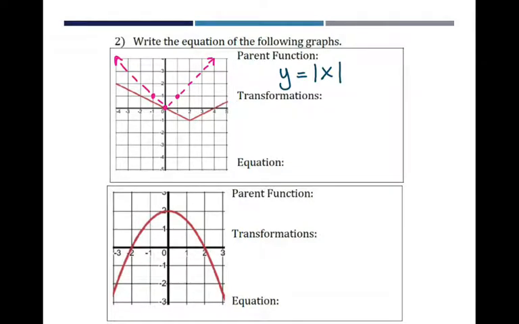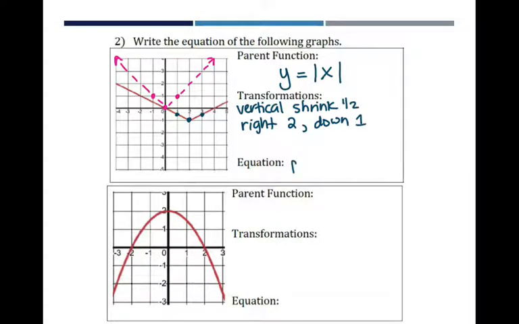I can see that my graph is wider, which means there is a shrink. So vertical shrink. And I can see that my points right here are in the middle of my grids. So it's a vertical shrink of 1/2. I can also see this point was shifted 2 units to the right and 1 unit down.